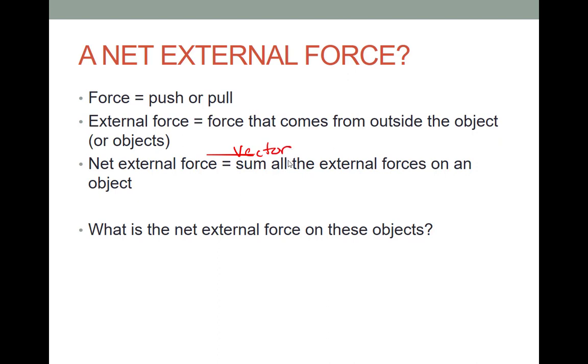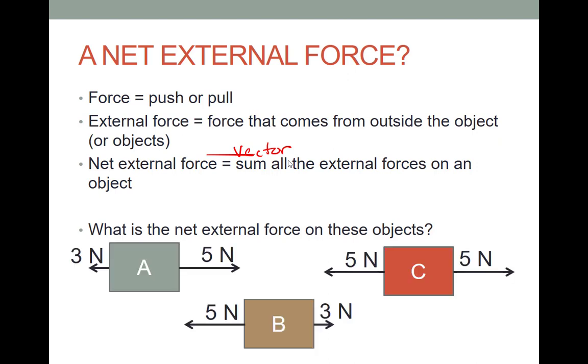So here I have 3 objects with forces acting on them. And I want to know what is the net external force on these objects. Well, if I look at object A, it has 5 newtons to the right, 3 newtons to the left. Therefore, the net force on it would be 2 newtons to the right. If I look at B, it's exactly opposite. The 5 Newton force is to the left and the 3 Newton force is to the right. Therefore, the net external force on B is 2 newtons to the left. If I look at object C, we have 5 newtons in both directions. Therefore, the net external force on it is 0.